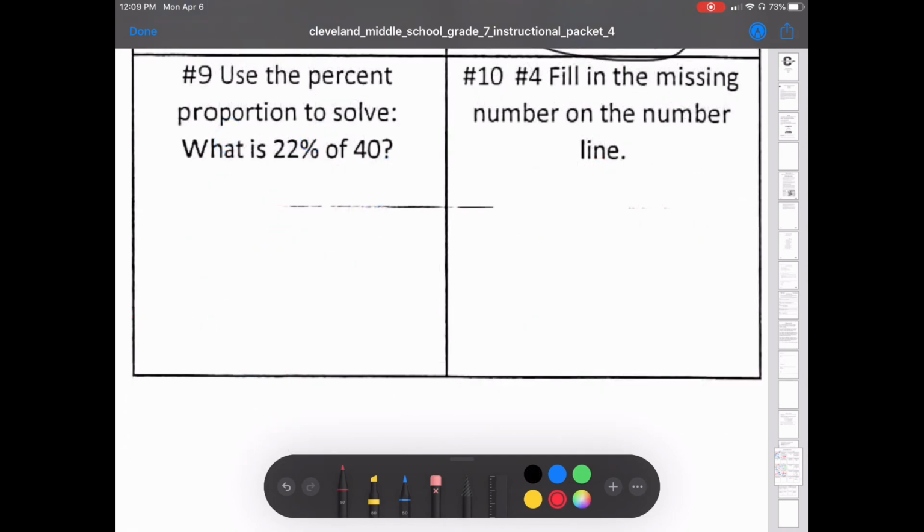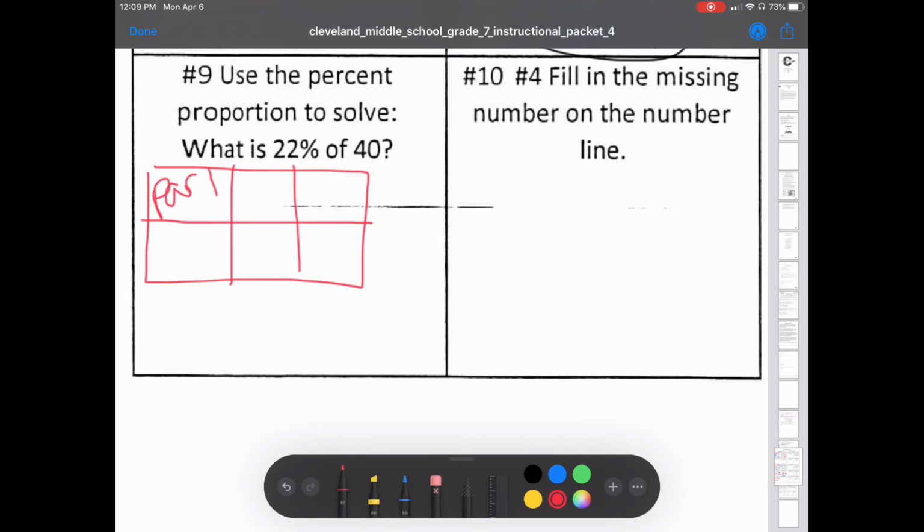All right, so number 9. What is 22% of 40? So this one is similar to a problem we did at the top. I think it was number 4. This time it gives us the percent, so it gives us the part, and it gives us 40. So again, we're talking about a window question. We have a part and whole.